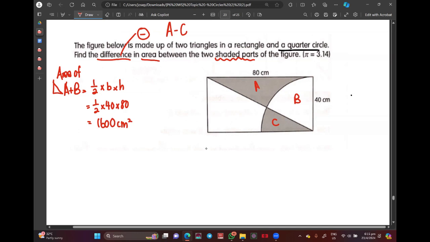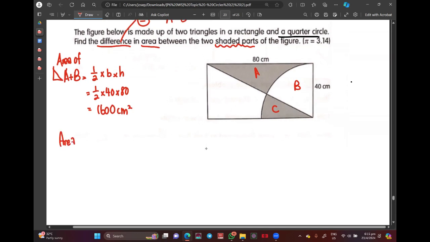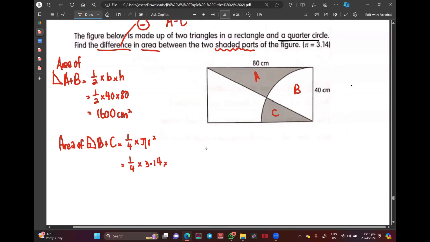So what is 1,600 centimeters squared? This is basically A plus B. Agree so far? Now I can also find the area of B plus C. You agree or disagree? Okay, I apologize. This is not a triangle, but this is a quarter circle, right? So we go 1/4 times pi r squared. Am I making sense? 1/4 times 3.14. What is the radius in this situation? The radius is the one over here, correct or not? So 40 to the power of 2. Agree so far? And then we'll get to an answer of 1256.